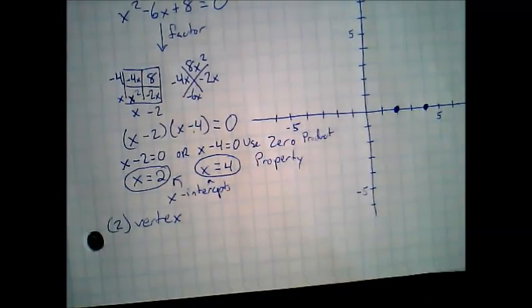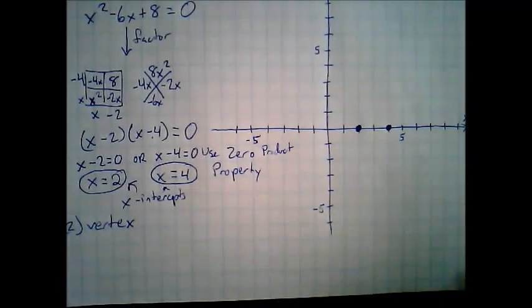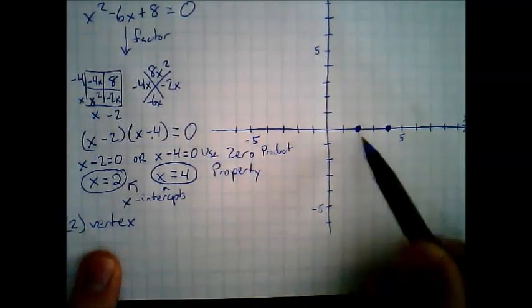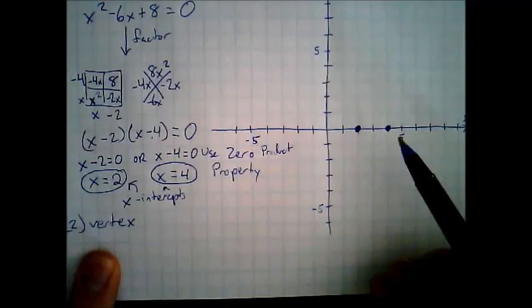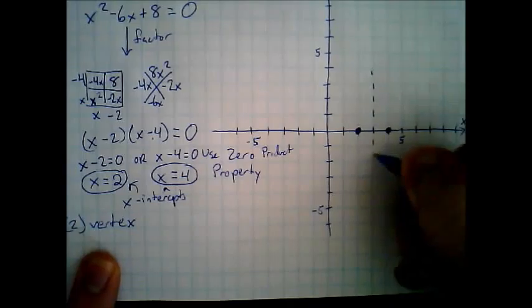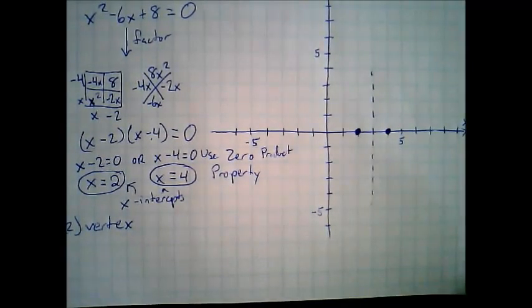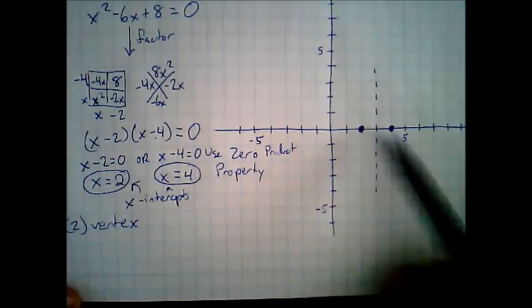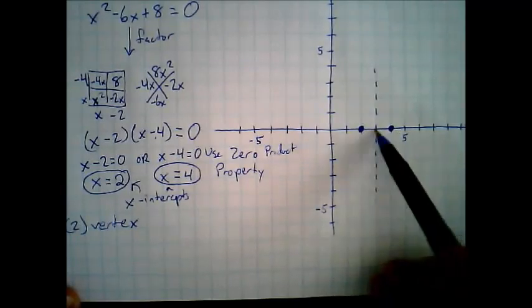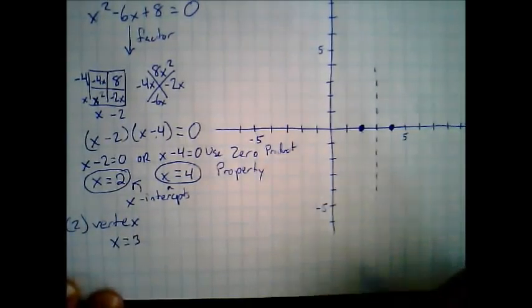Okay, now we know the vertex is halfway between the x-intercepts, because that's where the bungee jumper, or the water balloon, is going to turn around and come back up or go back down. So we look at our graph and we see what's halfway between our x-intercepts. Okay, well that's right here. So we just draw a little dotted line to show us this is where the vertex is going to be. Okay, then we think, well, what x value is this? Well, this is x equals 2, this is x equals 4, this is 3. Okay, this is when x equals 3 is where our vertex is.